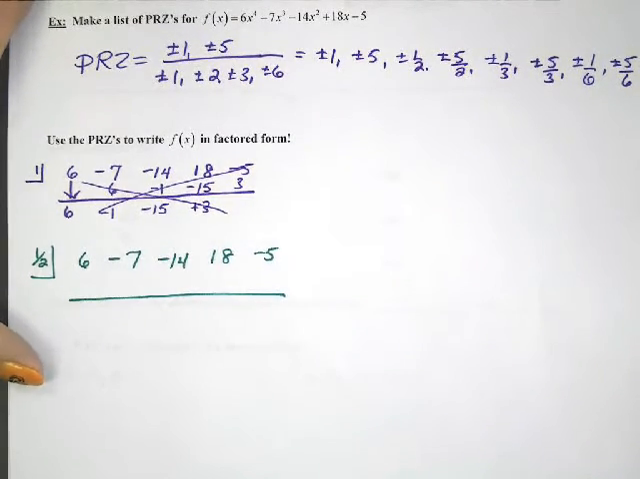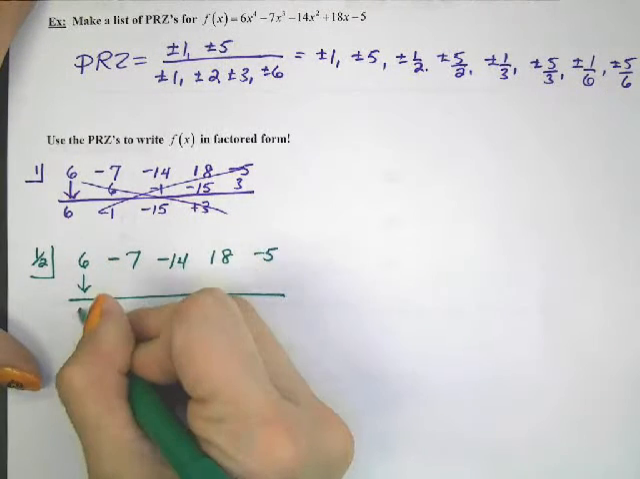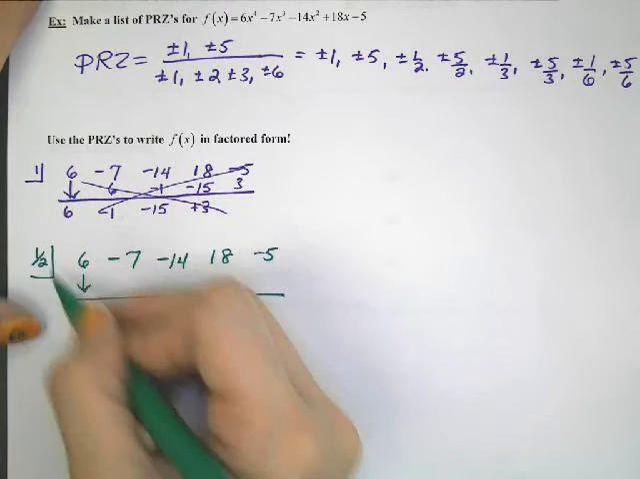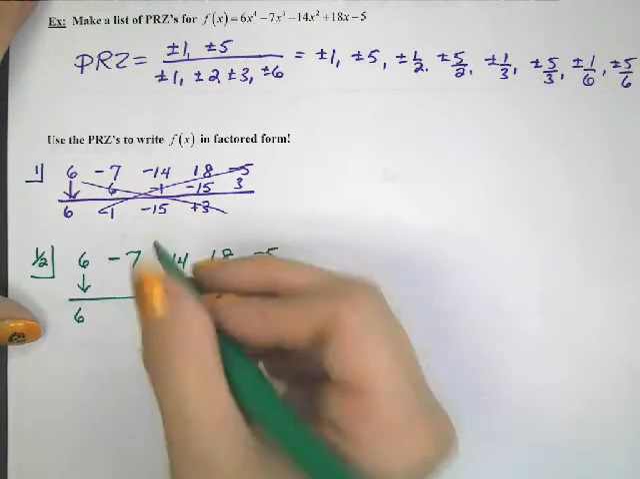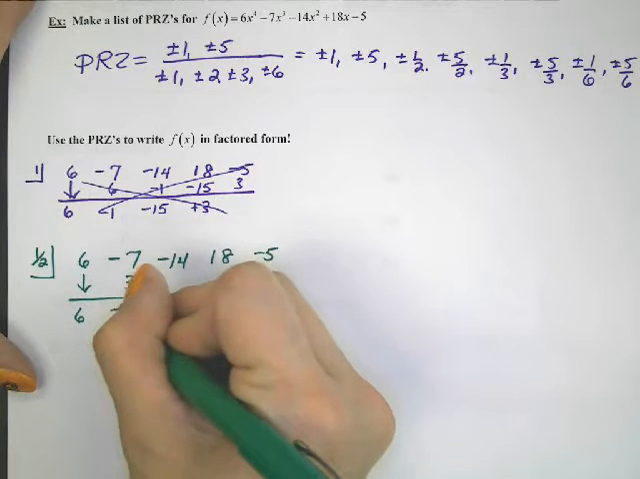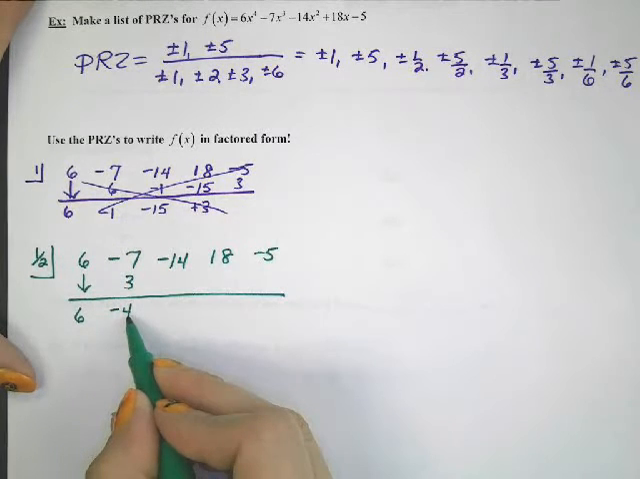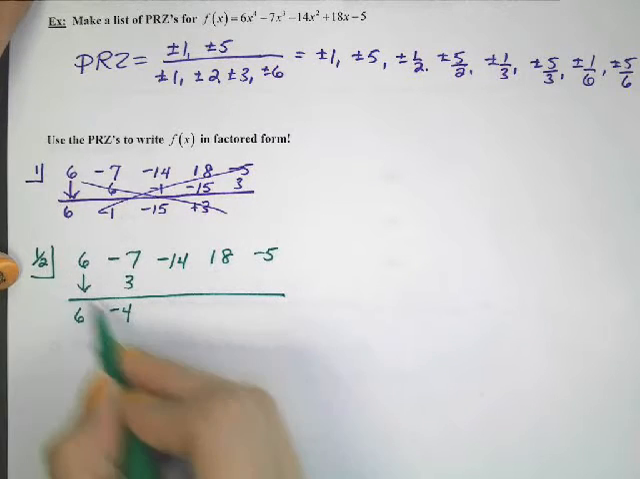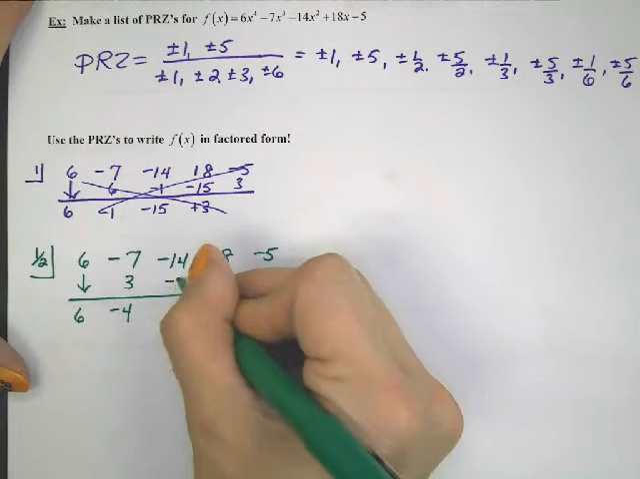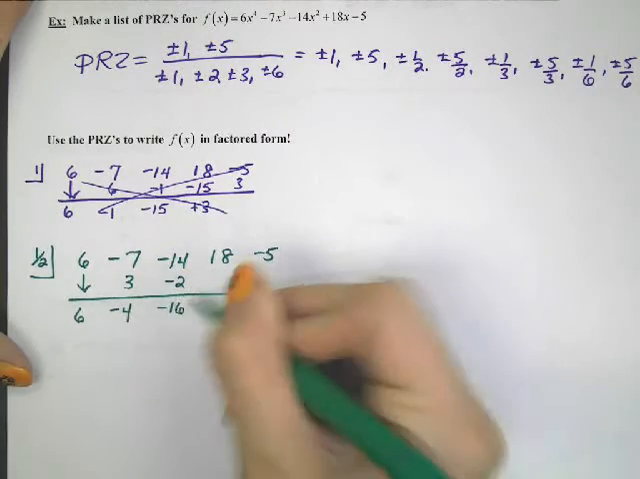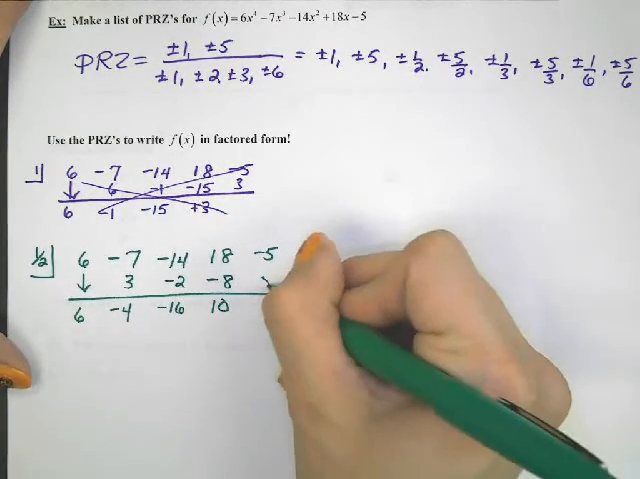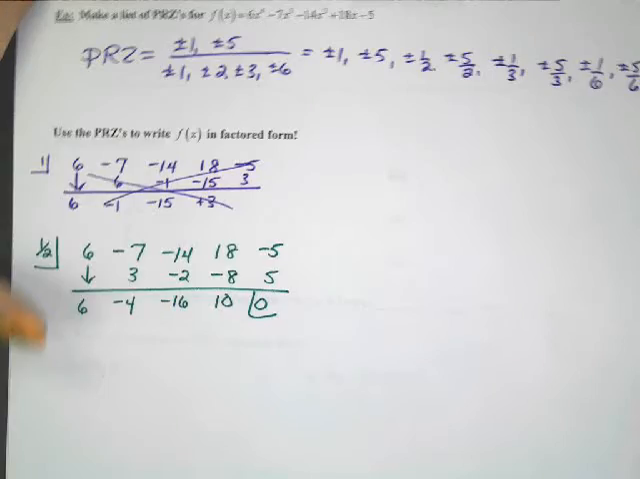Doing the fractions, you just want to talk yourself through it a little bit. So drop down 6. What's half of 6? 1 half times 6. You're going to be dividing it by 2. That's what's happening. And you get 3. Now we get negative 4. What's negative 4 times a half? What's half of it? Divide it by 2. You get negative 2. Add those together, negative 16. Half of negative 16 is negative 8. 10, half of 10 is 5. Oh, look at that, we found one.